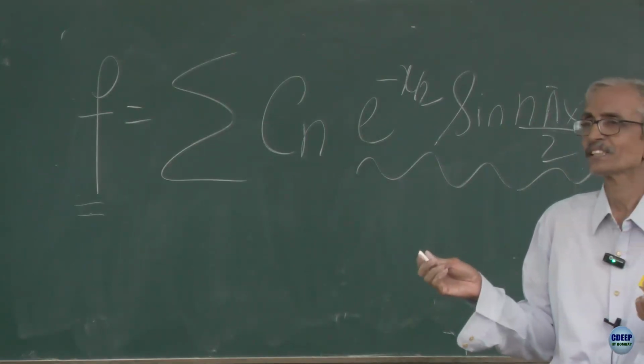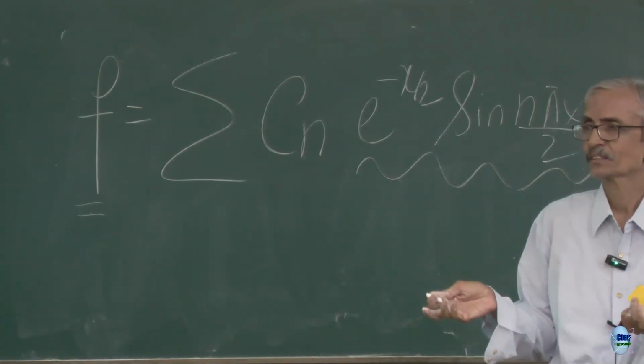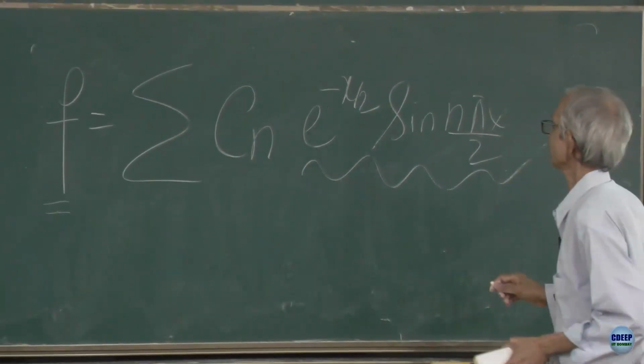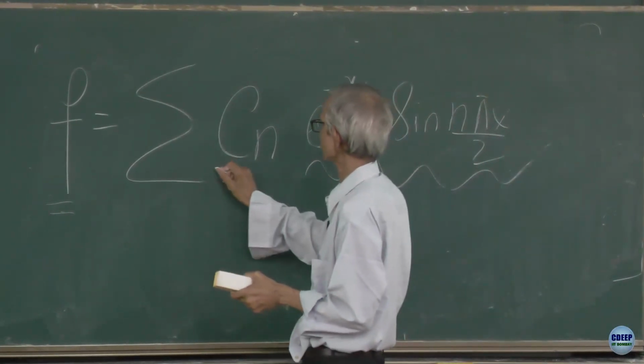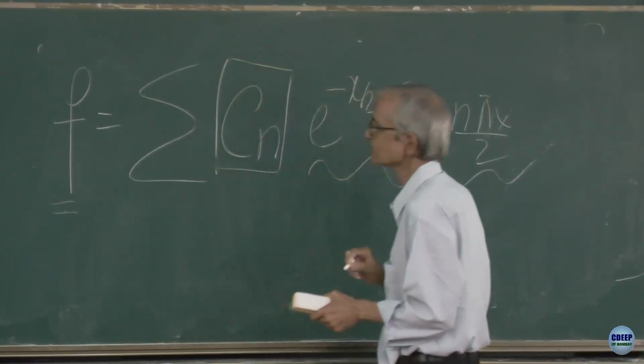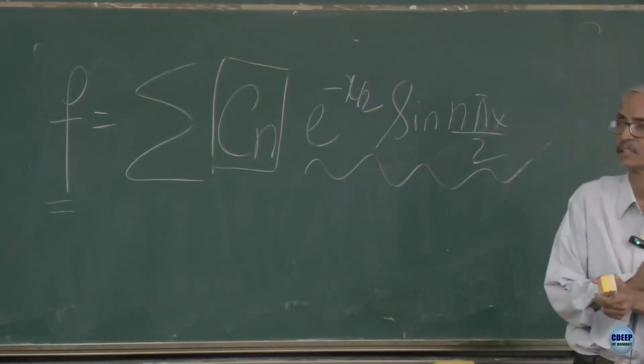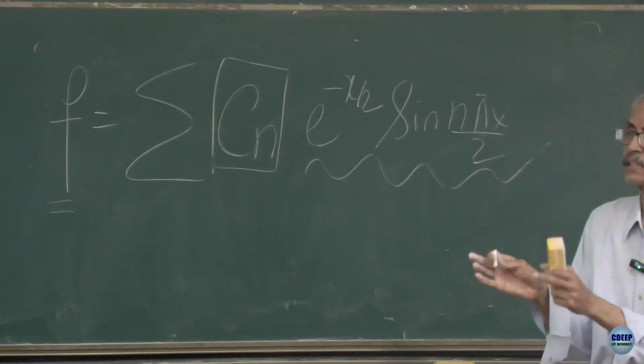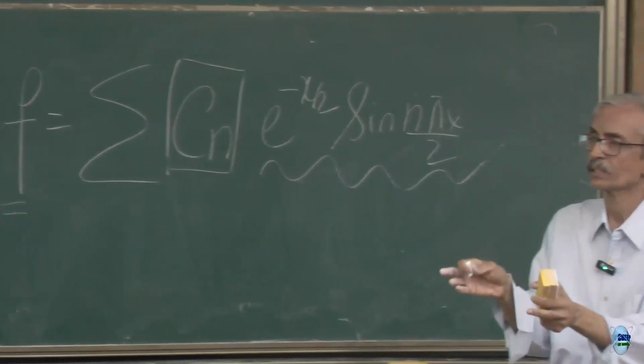If I don't get Cn, then do I have anything? I have nothing, right? Even in the Fourier series, we said something about sines and cosines, but we said that we needed these Cn's. How did we get the Cn's? We had sine n pi x by L, we multiplied by that.